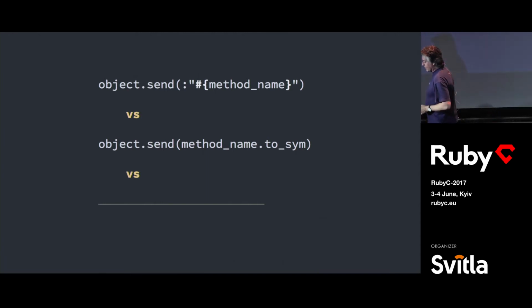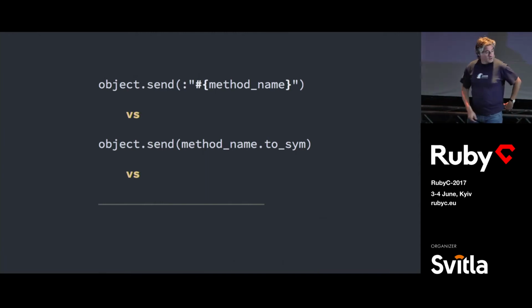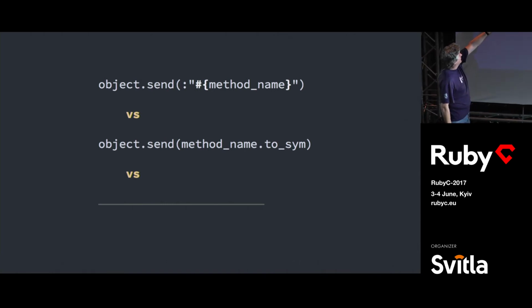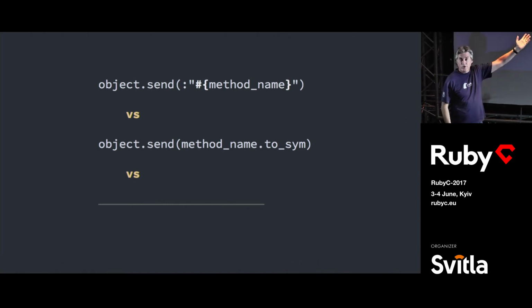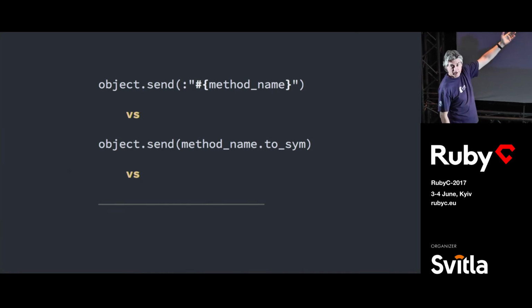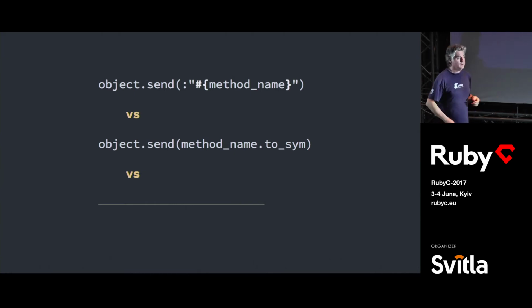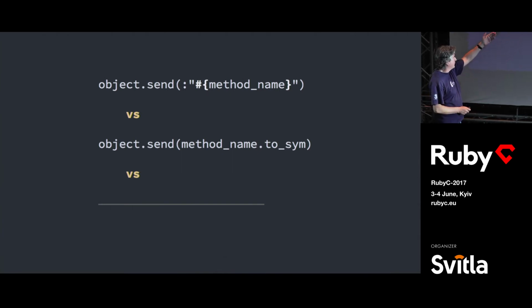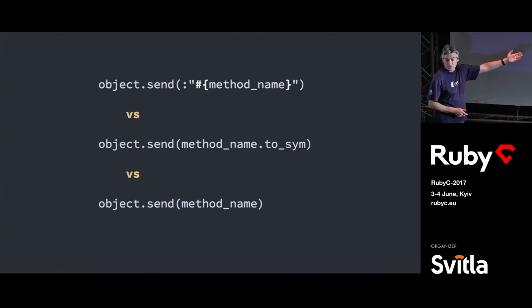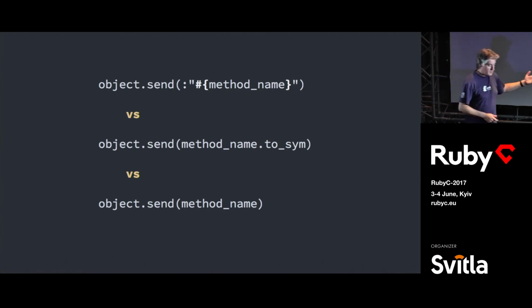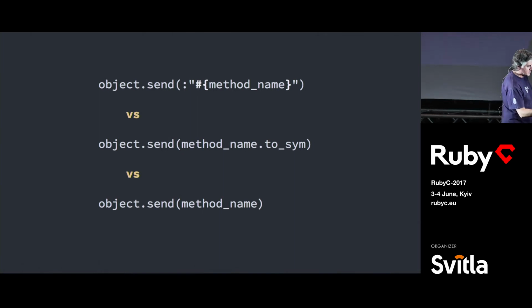Another one. The first one is a dynamic invocation, all right? You have the method name as a string, and it is interpolating the method name in a symbol literal. The other option is to convert the string to a symbol and pass it to send. But there's no need for that, because send accepts both symbols and strings. So just pass it and done.